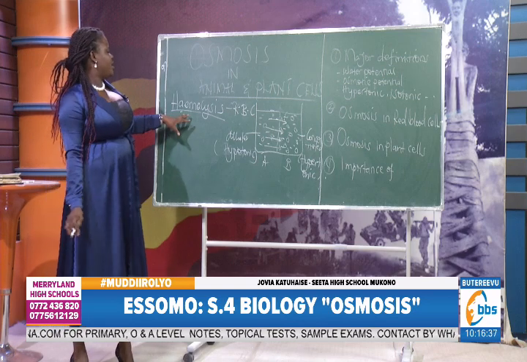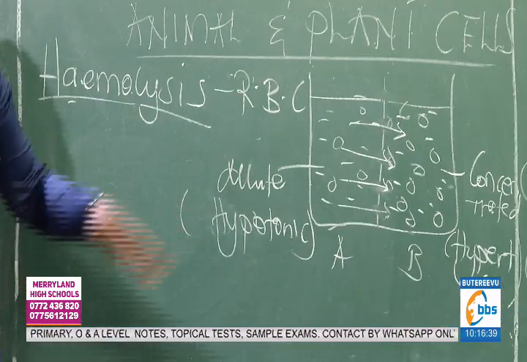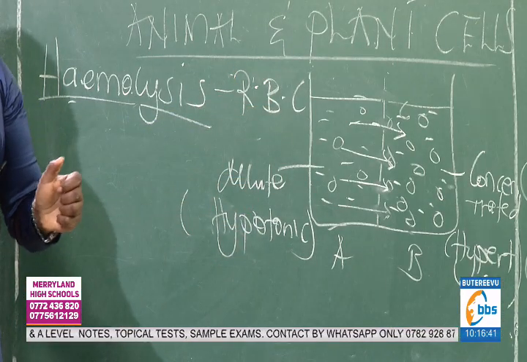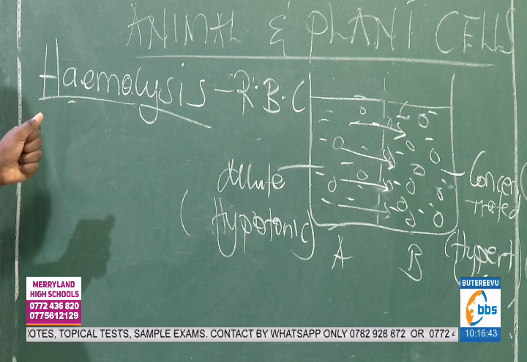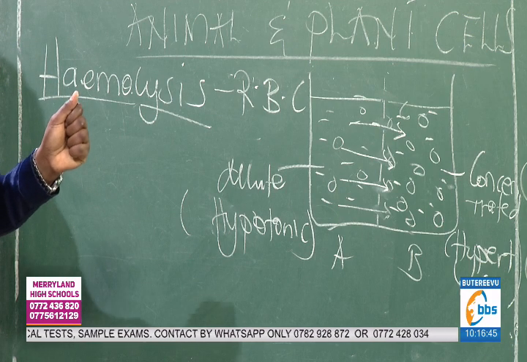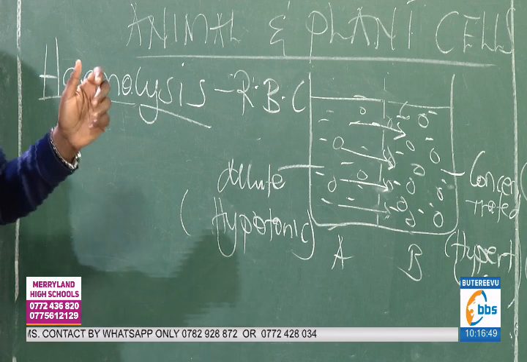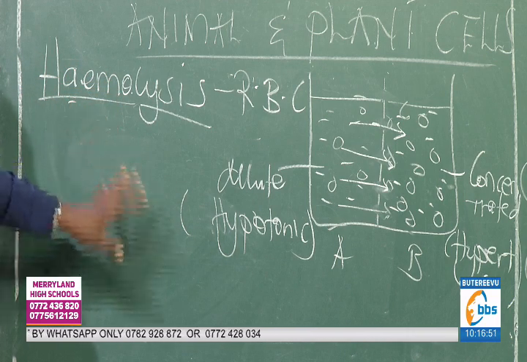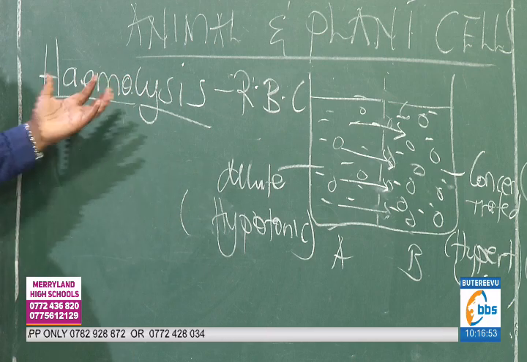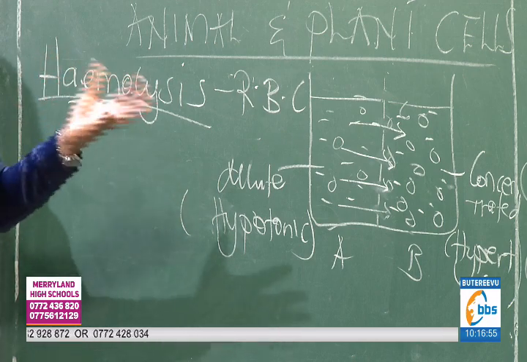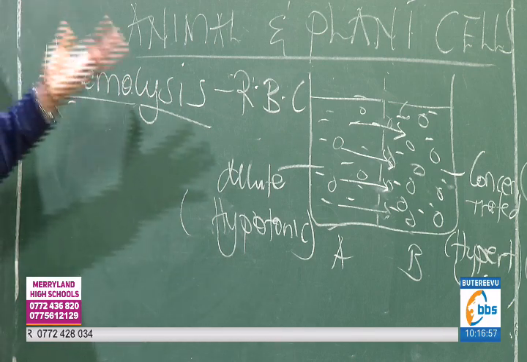whereby when red blood cells are placed in distilled water, I would request the producer to put the other picture on your screens to show hemolysis. When they are placed in distilled water, water will enter into them by osmosis, and then they will extend, and later on they will burst.